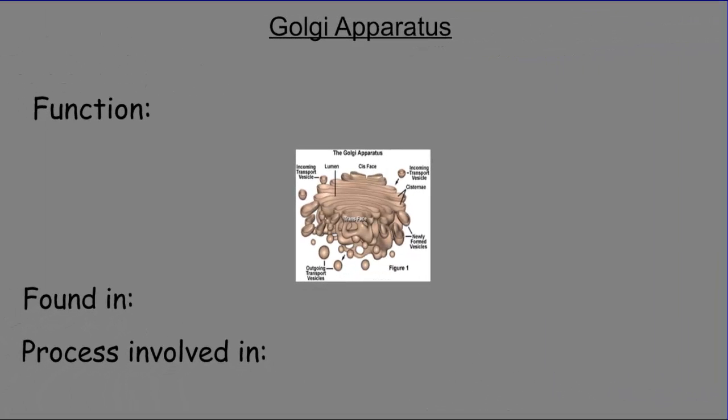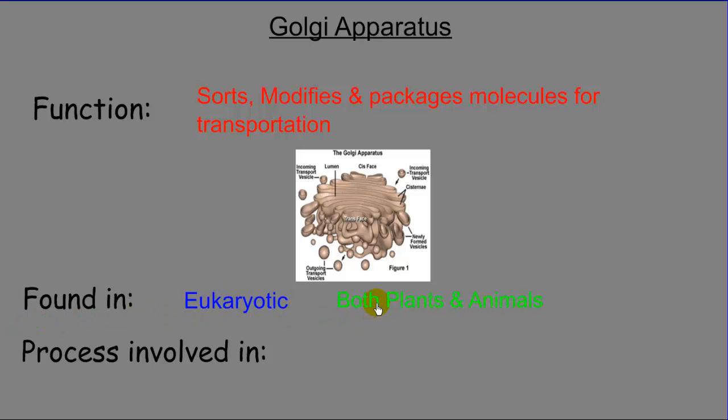The Golgi apparatus is pictured in the middle here, and it is a very interesting looking organelle, and it's ever-changing. Its function is to sort, modify, and package molecules for transportation within the cell or externally out of the cell. It's involved in modifying and packaging up proteins, which is going to be a very important job of the cell. Found in eukaryotic cells, both plants and animals have them. And the process it's going to be involved in is protein synthesis.